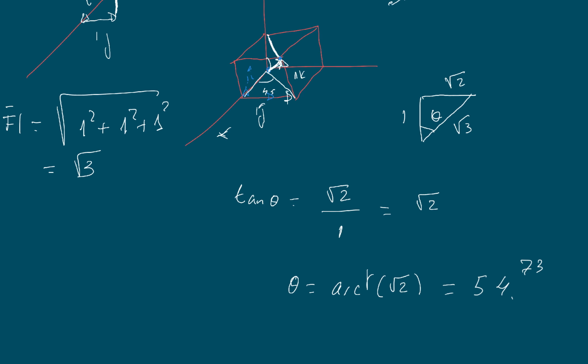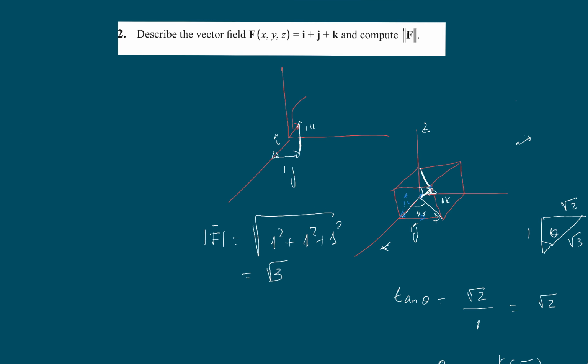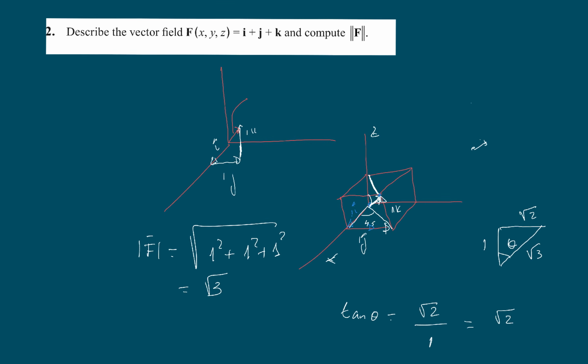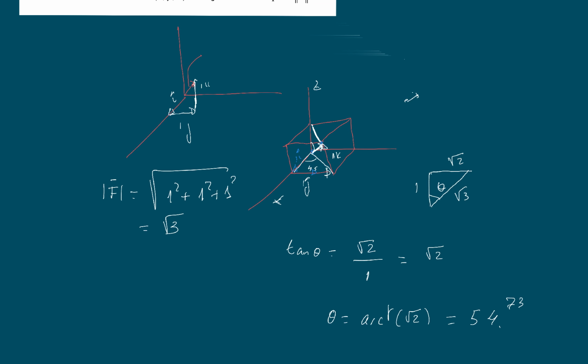So how will we describe the vector field? Well, we may say that this vector field 1i plus 1j plus 1k is the vector field that has magnitude square root of 3, makes 45 degrees with the x-axis. And the vector field, the one that goes from this point to the corner of the cube, makes an angle that should be 54.73 degrees.